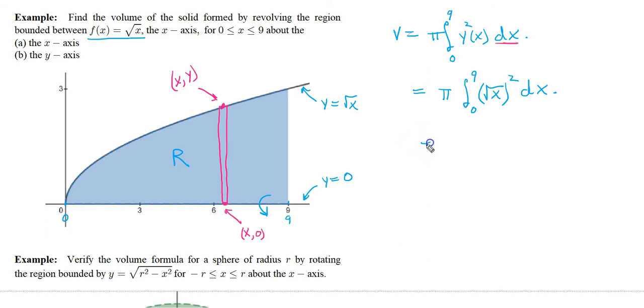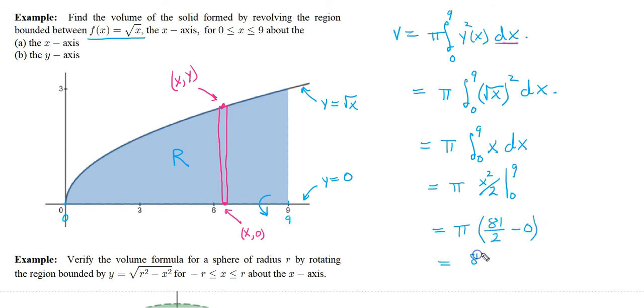And there we go. We just have to solve that. And there you go. There's our answer, 81 over 2 times pi. So that would be the volume of the solid generated by revolving this region around the x-axis.